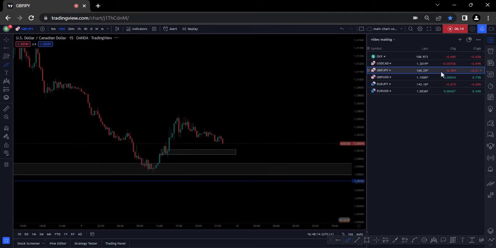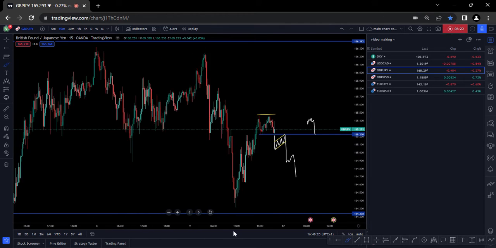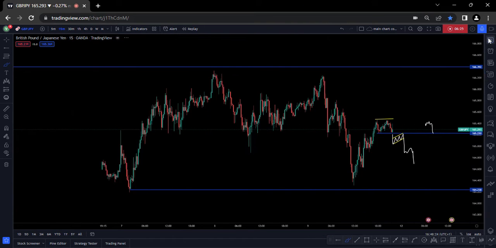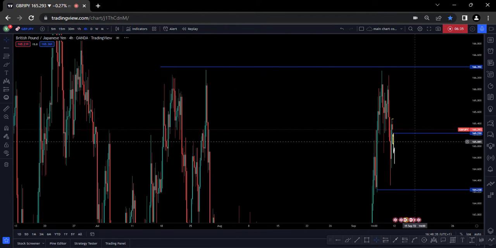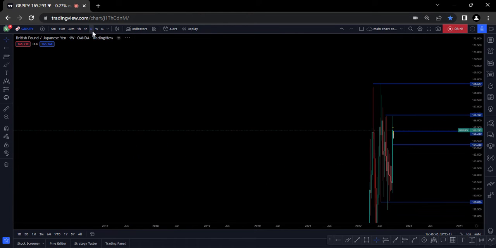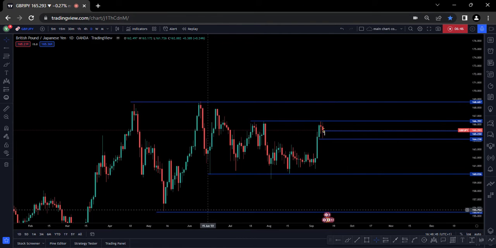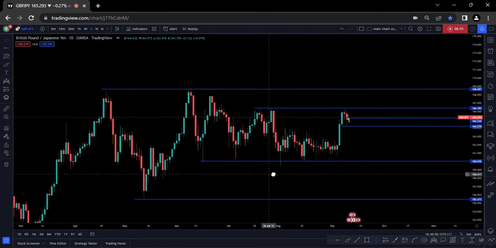Let's go to GBPJPY. And I spent so much time trying to figure out what this pair might actually do, the possibilities and the probability side of it. So as you can see on the daily on GBPJPY, here is the daily. We highlighted some important areas where the price had some kind of reactions.